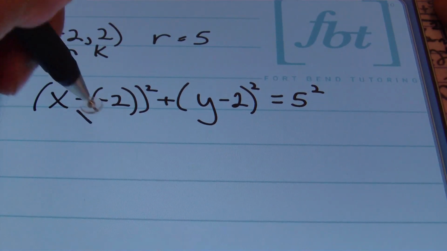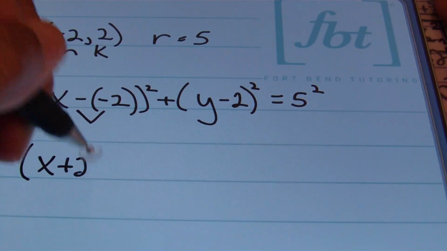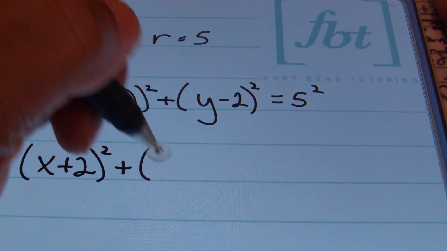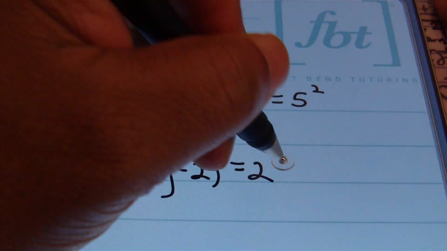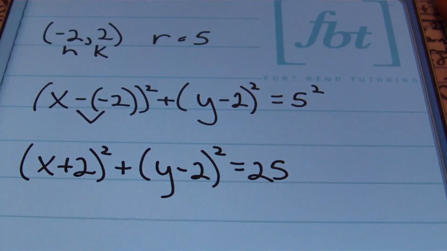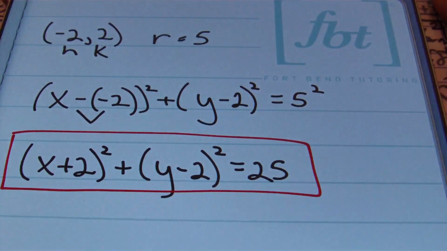We'll be combining our signs right here. We know that a negative times a negative is a positive, so we'll have (x + 2)² plus the quantity (y - 2)², which equals 25. All right, and this is the equation of the circle in center-radius form. Done. Let's go ahead and box this up.